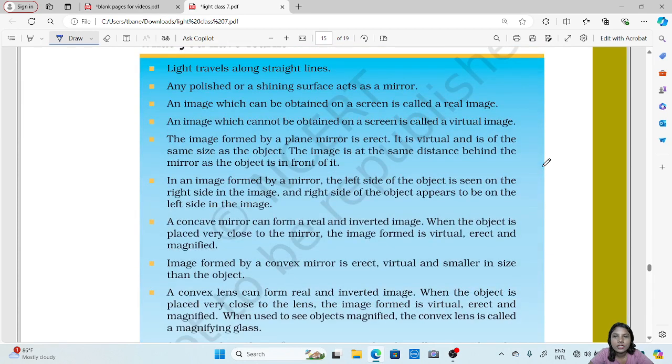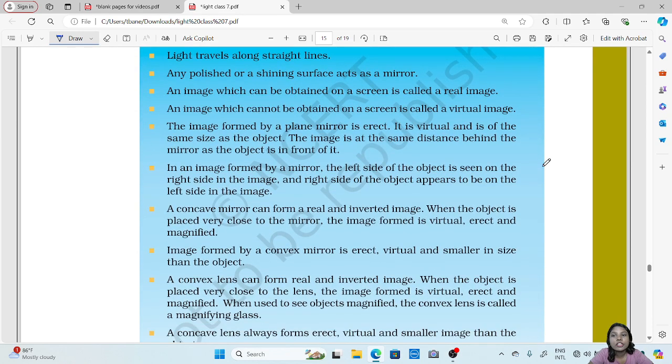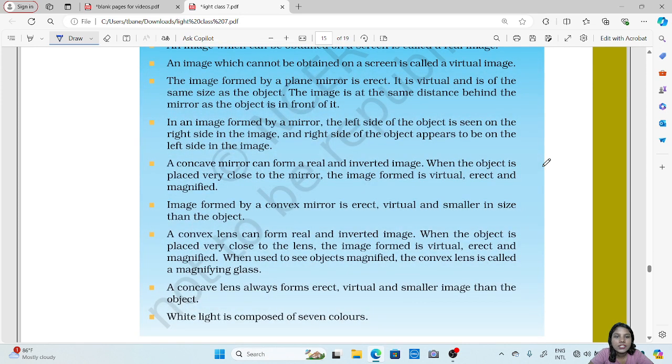So that was it for this chapter. What we have learned here is that, firstly, light travels along straight lines. Any polished or shiny surface acts as a mirror. An image which can be obtained on a screen is called a real image. An image which cannot be obtained on a screen is called a virtual image. The image formed by a plane mirror is always erect. It is virtual and is of the same size as the object. The image is at the same distance behind the mirror as the object is in front of it. In an image formed by a mirror, the left side of the object is seen on the right side of the image and the right side of the object is seen on the left side of the image.